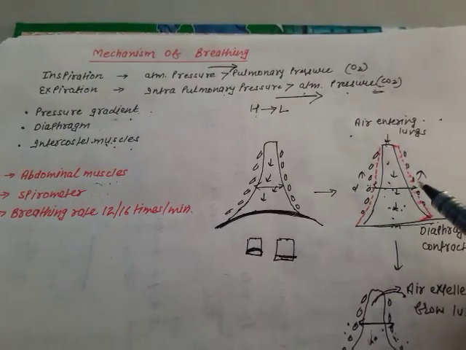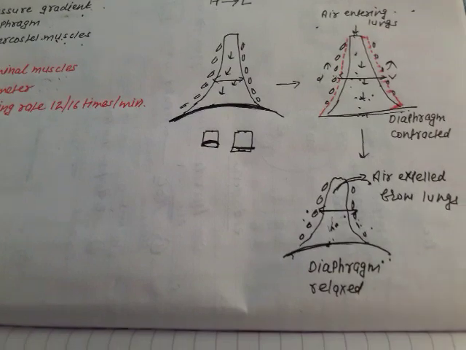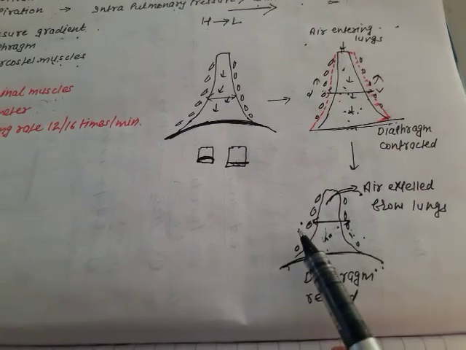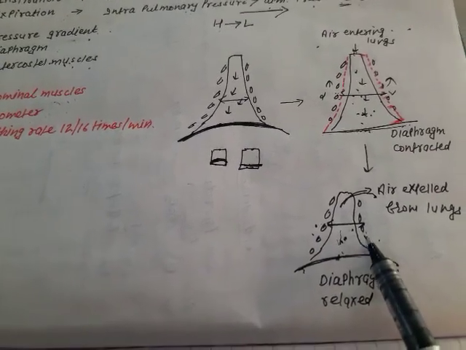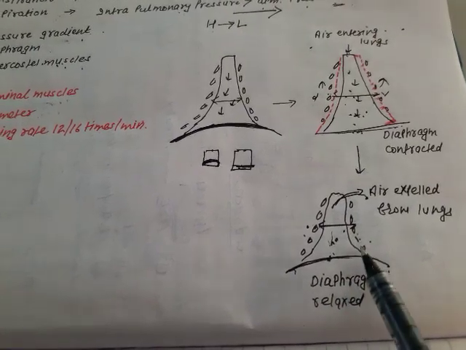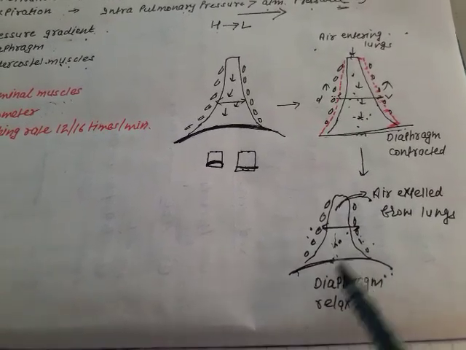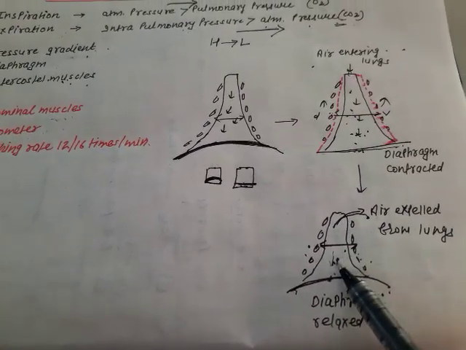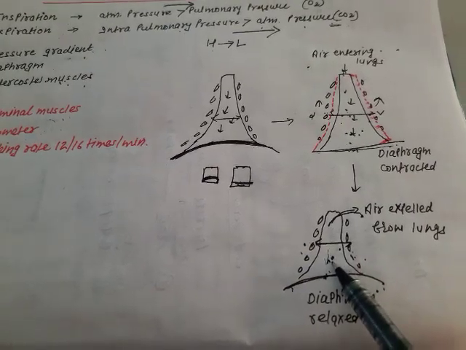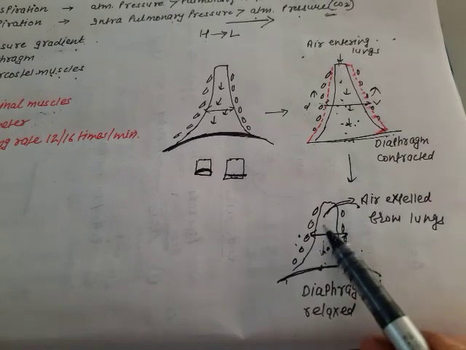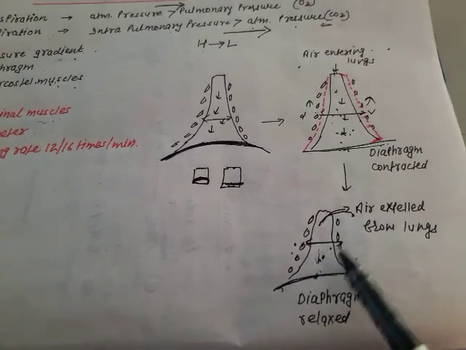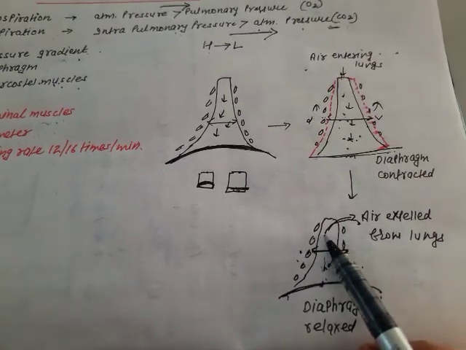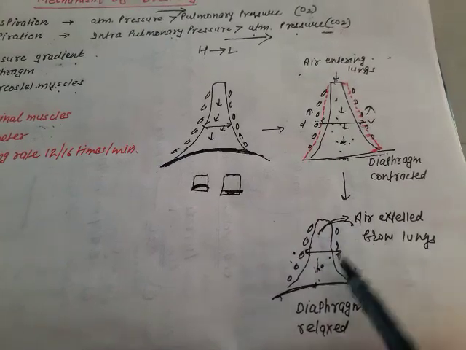Fine, this is inspiration. And what happens during expiration? During expiration, the diaphragm and intercostal muscles both will relax, both will regain or go back to their normal positions. Now what happens? The thoracic volume as well as the pulmonary volume will decrease, but the pressure of air inside the thoracic cavity will increase. Then what happens? To balance, air from the lungs will move towards outside.